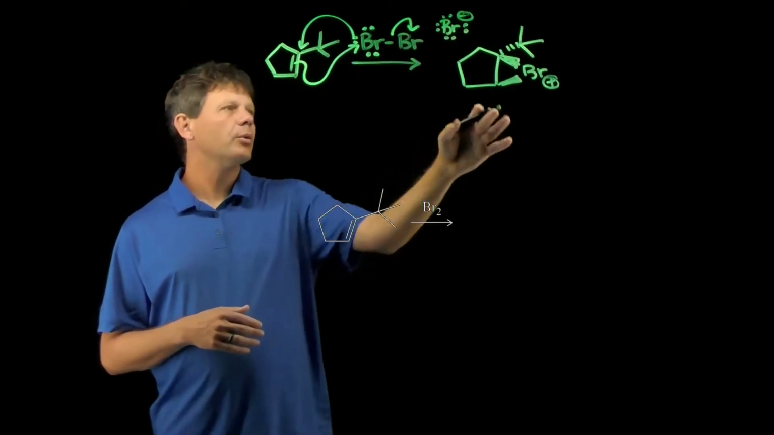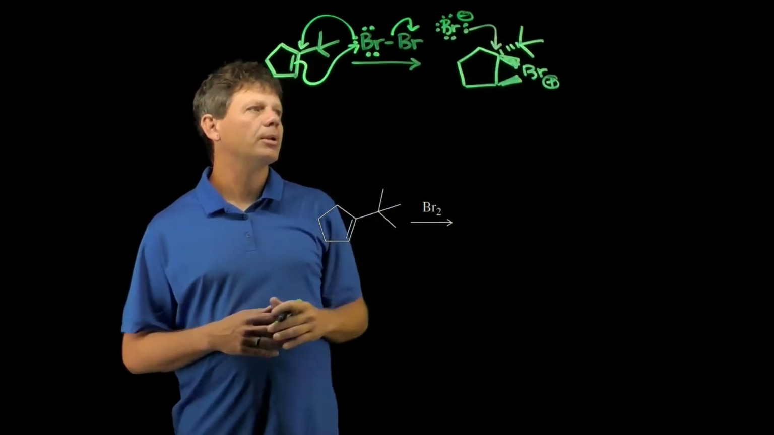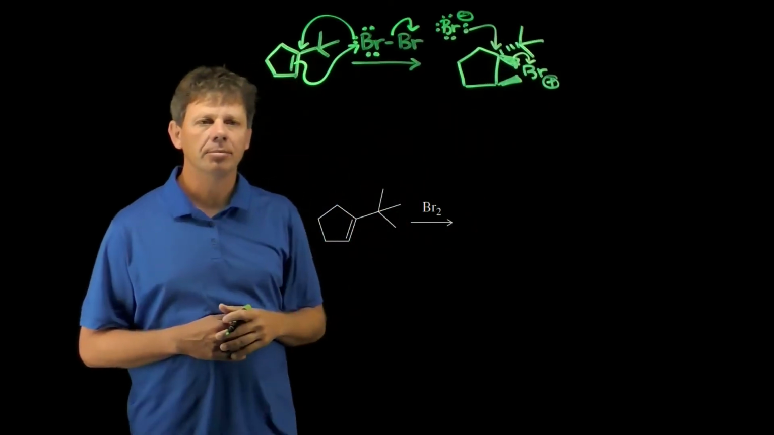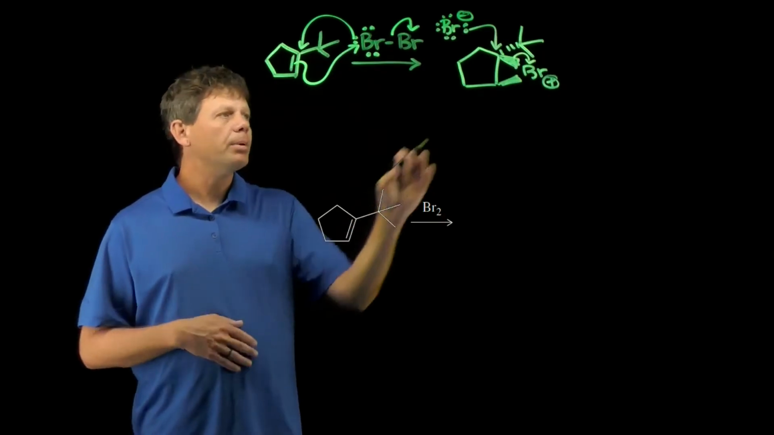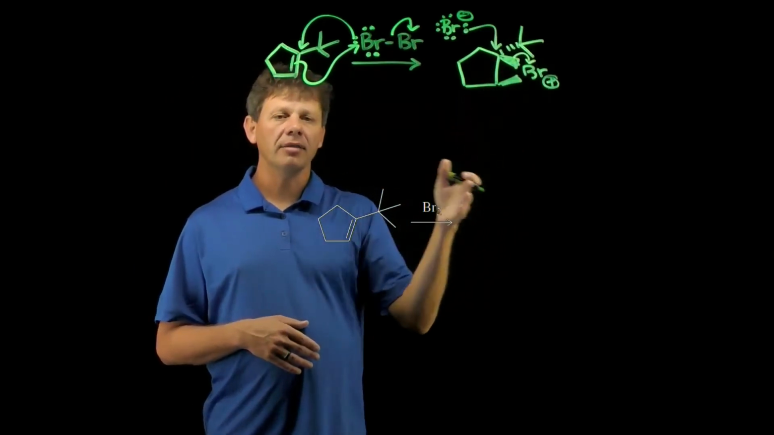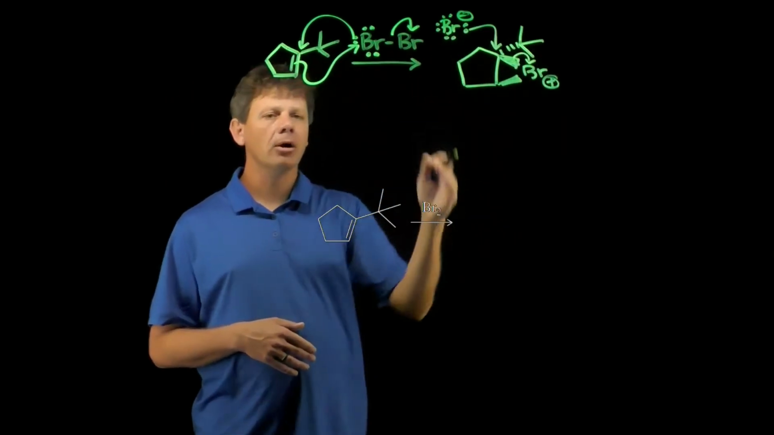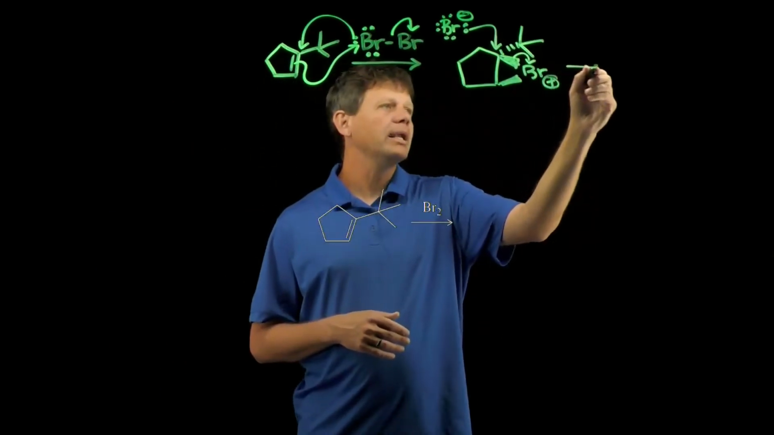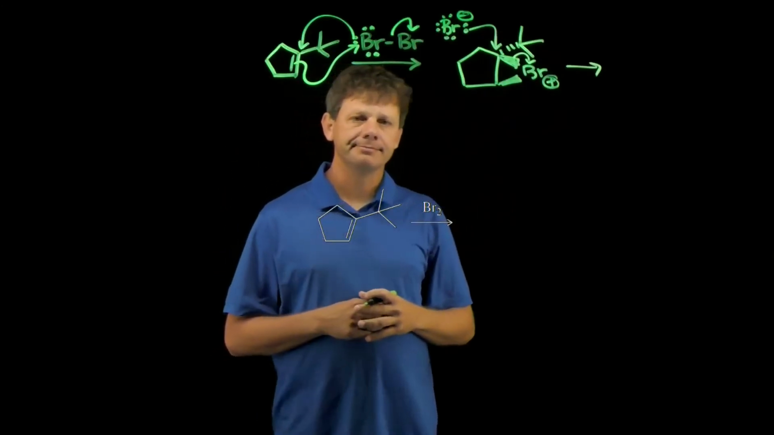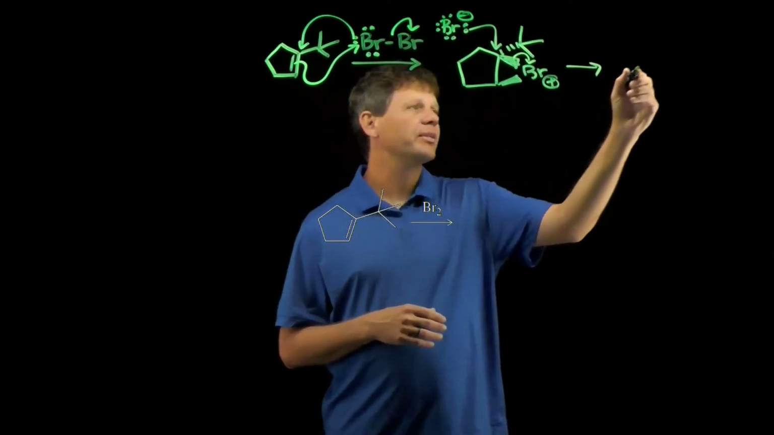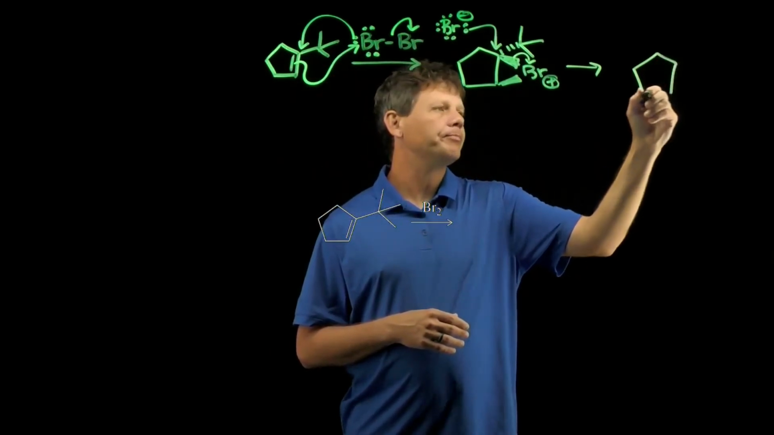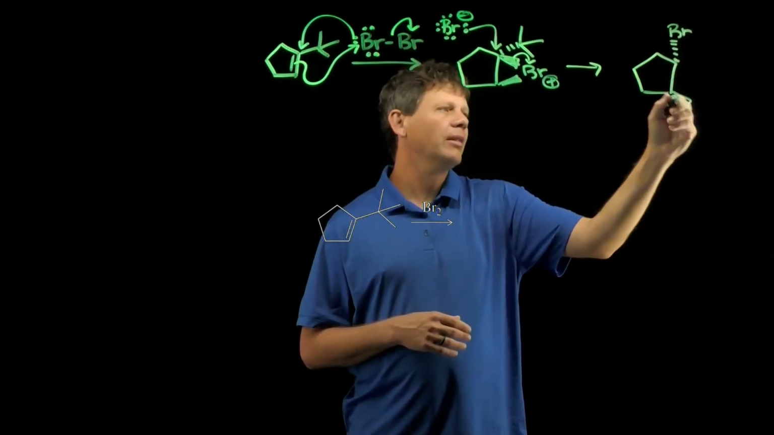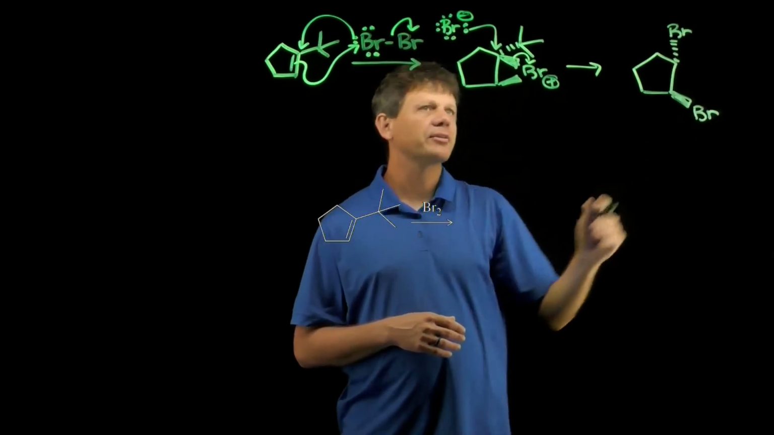That Br- is going to attack at the most substituted carbon of the bromonium ion, pushing the electrons in the carbon-bromine bond onto bromine. Now, because this bromonium is on the top face of the molecule, that Br- is going to add from the back. And so the one enantiomer whose formation we're rationalizing with this mechanism will be the one that has the bromine back at this carbon and the bromine forward at this carbon.